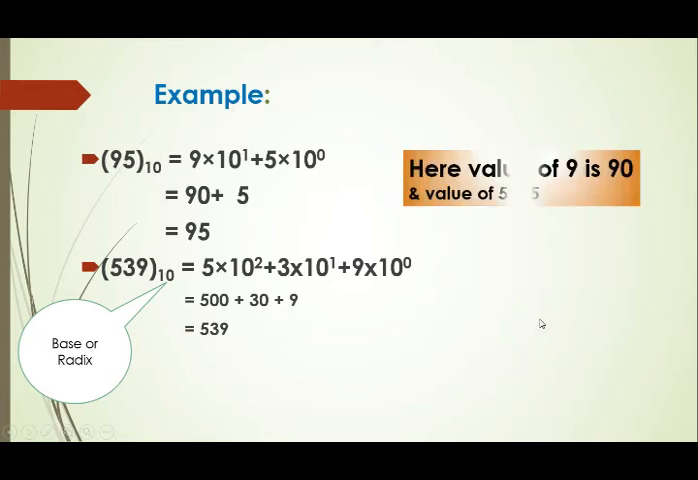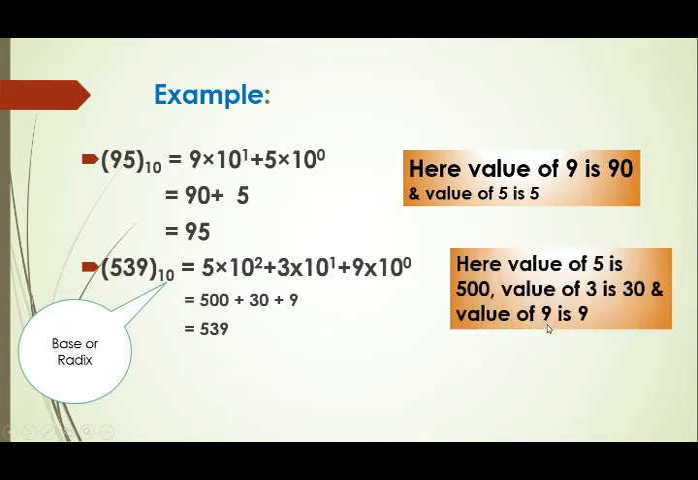So here we can clearly see in the first example the value of 9 is 90 and in the second example the value of 9 is 9. Both are the same numbers but the place of 9 is changed. Same thing for 5. In the first example the value of 5 is 5 and in the second example the value of 5 is 500. So again the change in the place decides the value of a particular digit.